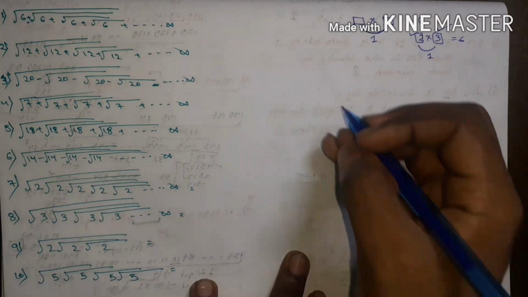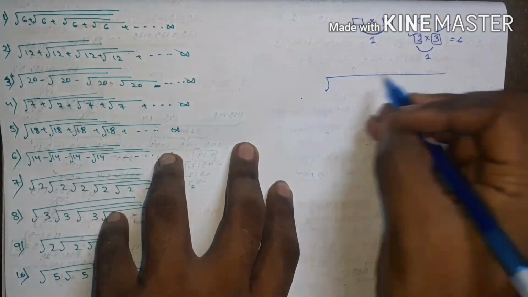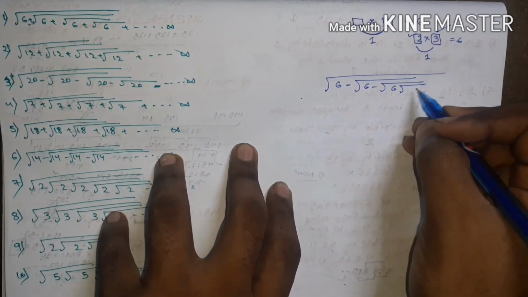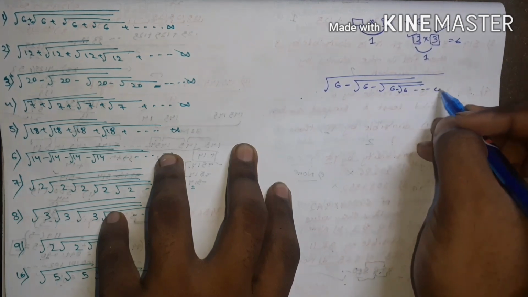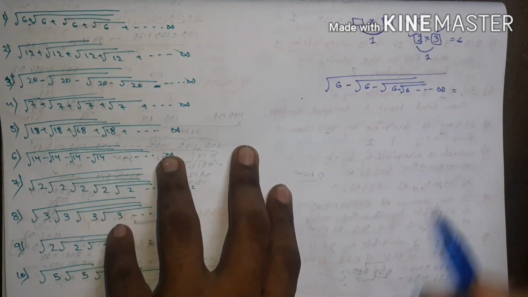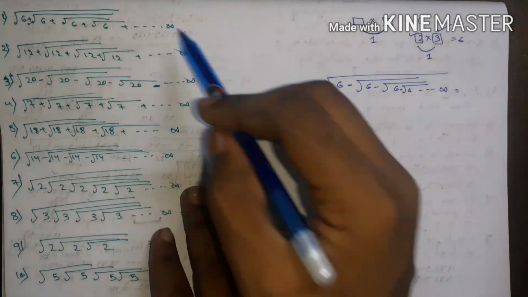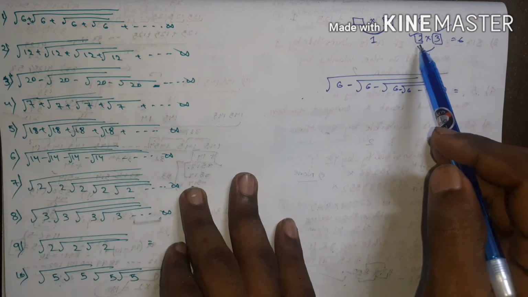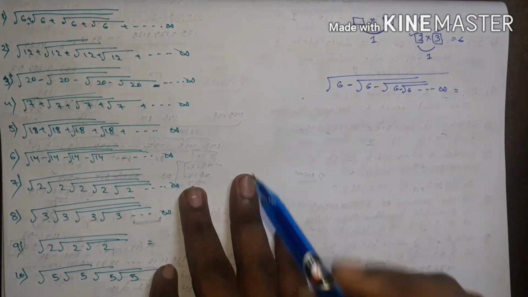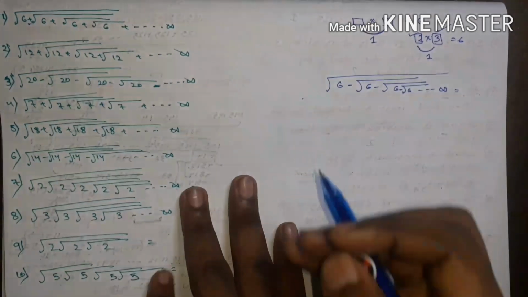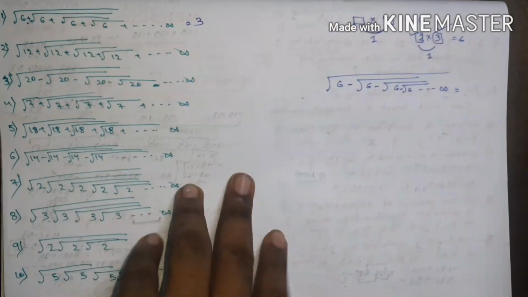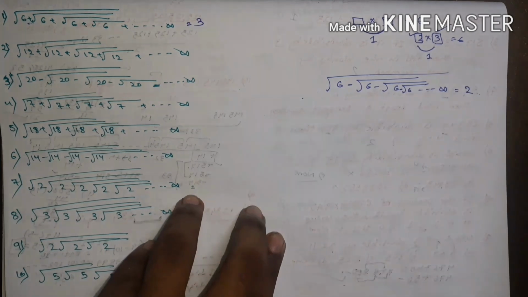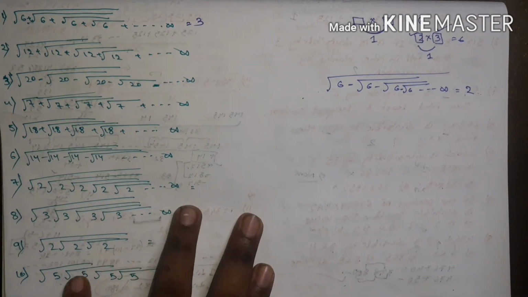Okay, got it? If the question is of this type, root 6 minus root 6 minus root 6 minus root 6 infinity, it's applicable only if infinity is given. Then compare these two answers. 6 is the multiple of 2 and 3, where the difference is 1. If the addition sign is given, then its answer is 3. If subtraction is given, then its answer is 2. Understand? Then go for the next question.